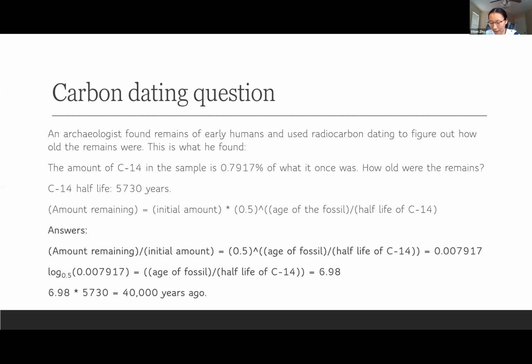If you guys don't know what a log function is, that's okay, because you'll be able to learn it later on in math class, I think. And you can also ask your competitive math teacher. I think she's the next class anyway. And so now you figure out how many half-lives have passed, which is 6.98. You multiply that by the half-life of carbon-14, which is 5,730 years. And it turns out that the early human remains were from 40,000 years ago.